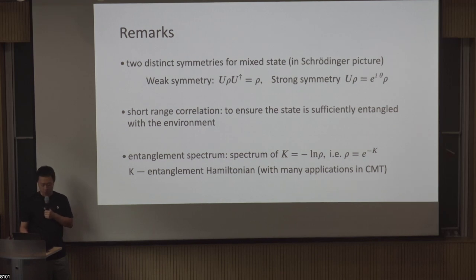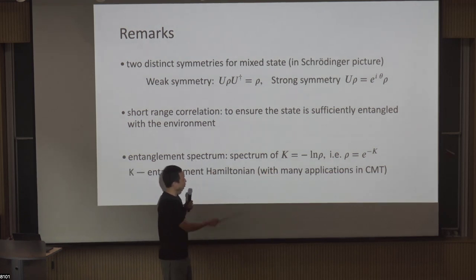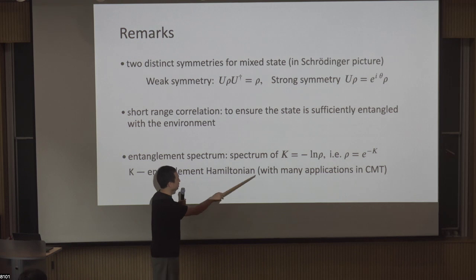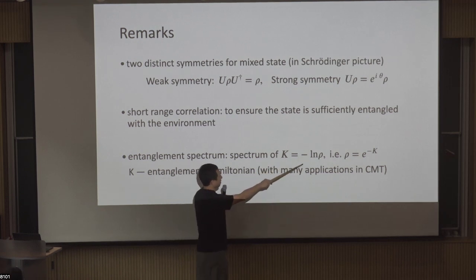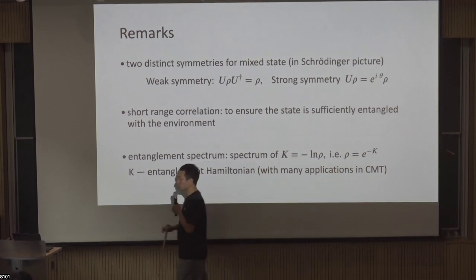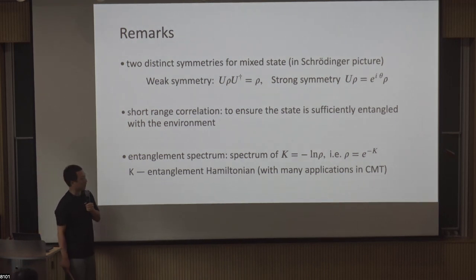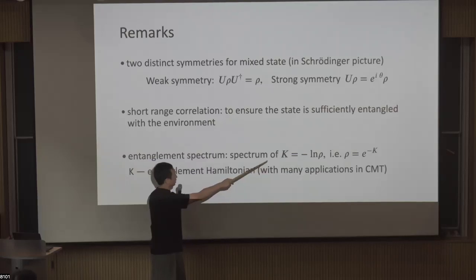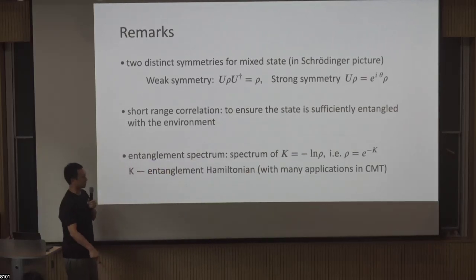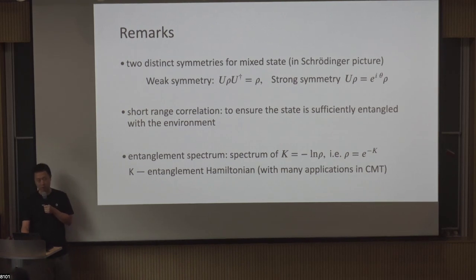Okay, now let me explain what the entanglement spectrum is. The entanglement spectrum is the spectrum of the entanglement Hamiltonian. Actually, Hosho explained this a little bit yesterday. You just imagine your density matrix can be written as e to the minus K. For the finite dimensional case, it's always legal to do so. And then you call this K the entanglement Hamiltonian. So it's kind of a fictitious Hamiltonian at temperature 1.